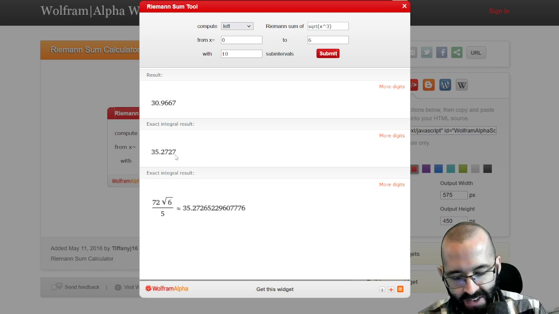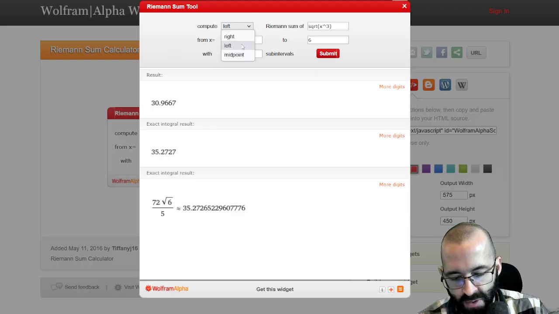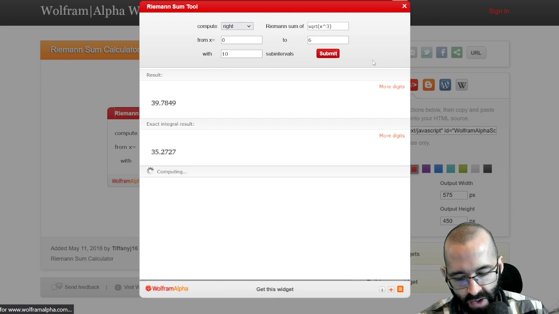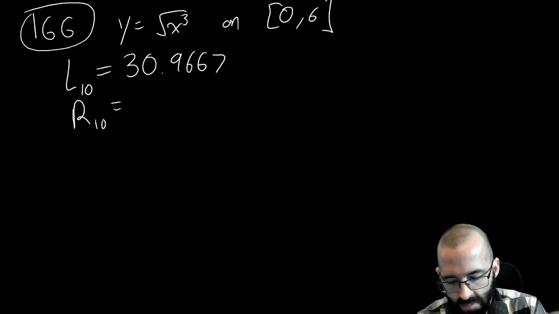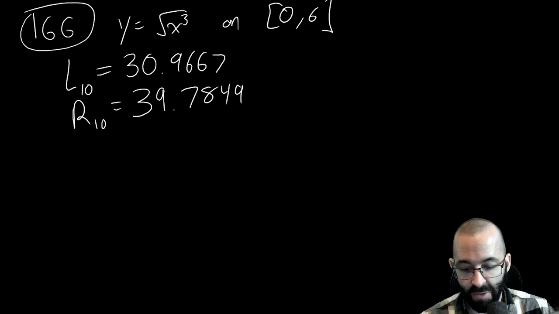All right, so the left Riemann sum will be 30.9667. Or you could write the exact. Oh no, the exact is just the integral. 30.9667. And the right is going to be 39.7849. So quite different, 30 and 40 basically.